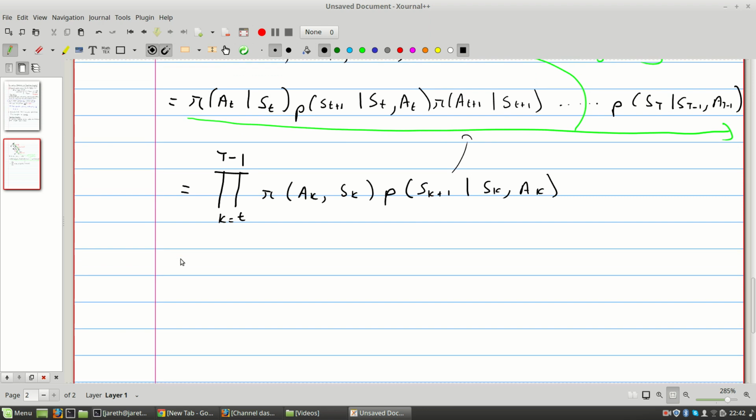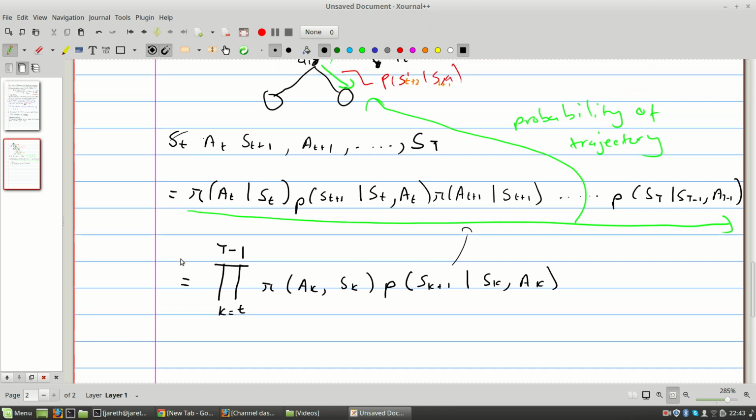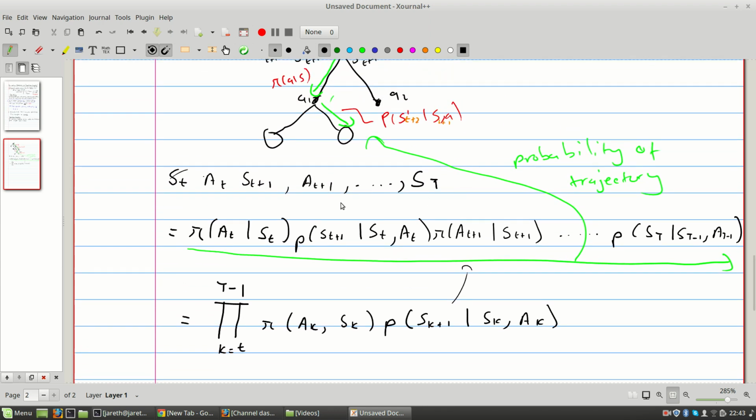So if we look at the probability of a trajectory under policy pi, and we look at the probability of the same trajectory, which is this trajectory we have here, this is our trajectory. That's what I mean by trajectory.